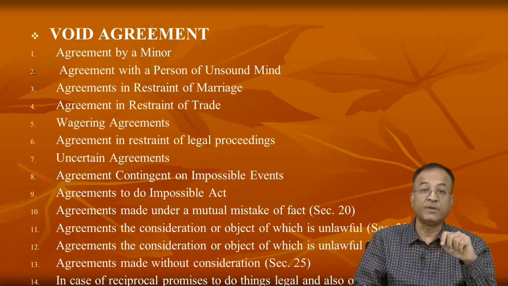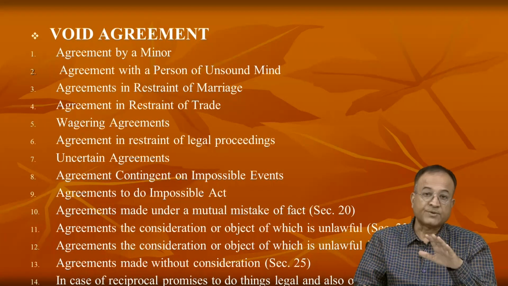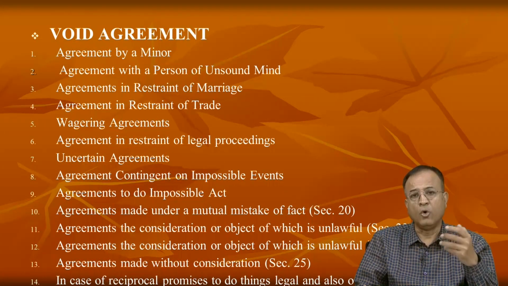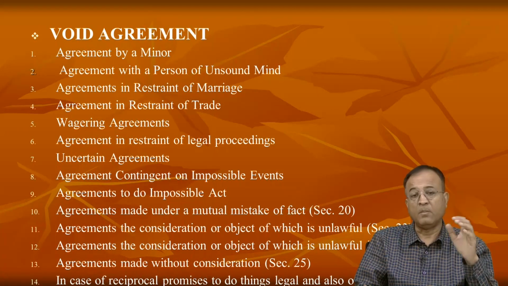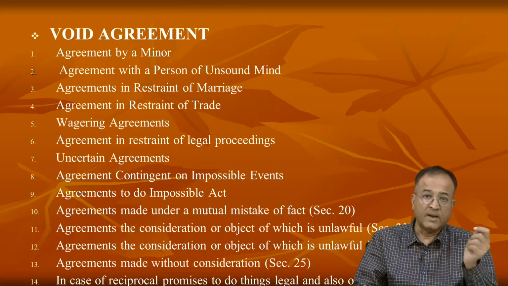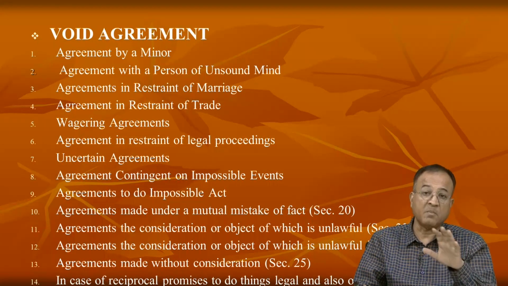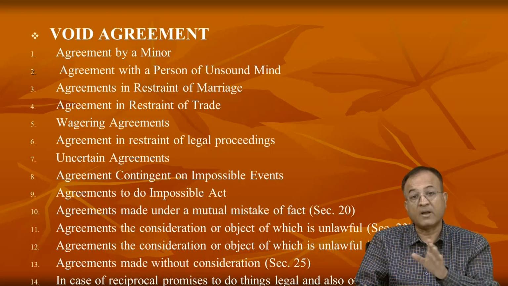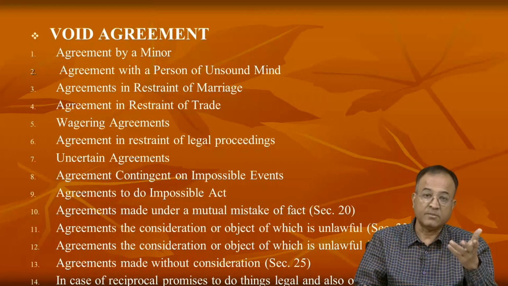Second, agreement with a person of unsound mind. A person who does not have a healthy mind, whose mental powers are not fixed, or whose mental condition is not under their own control, any agreement on the part of such a person is absolutely void, because he does not have the capacity to judge what is good and what is bad for him.